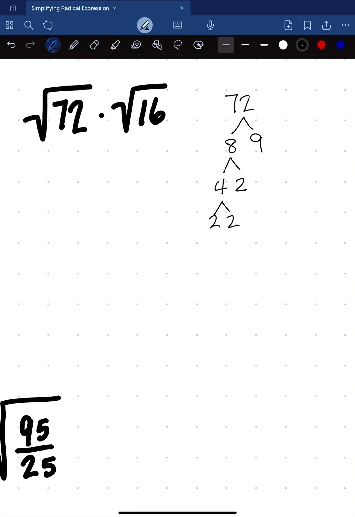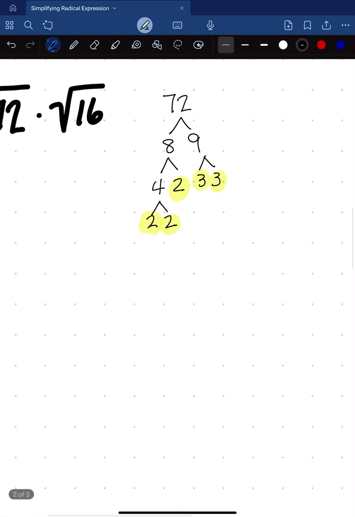I know when to stop once I have just prime numbers. For 9, we have 3 times 3, and 3 is a prime number. So the factors of 72 are three 2s and two 3s. Now let's factor 16. I can do 4 times 4.